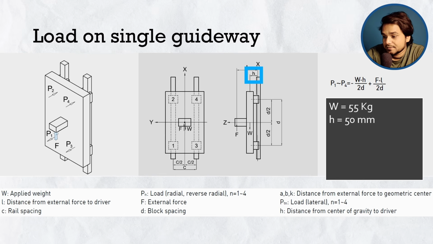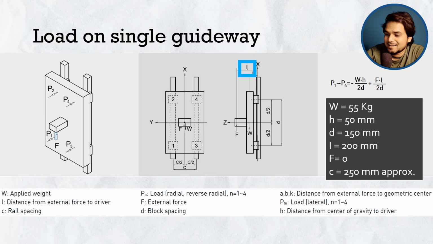H is the distance from gravity to the driver. Driver is the ball screw. D is the distance between LM blocks, which would be 150 in our case, and I is the distance from external force to the driver. And after putting all these values, we will find the load on a single LM block.